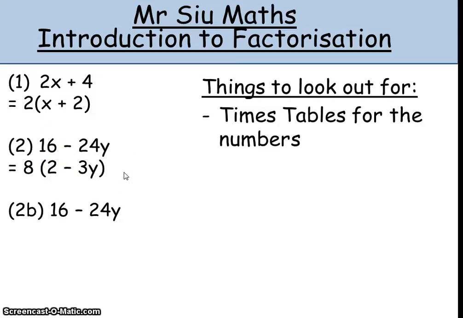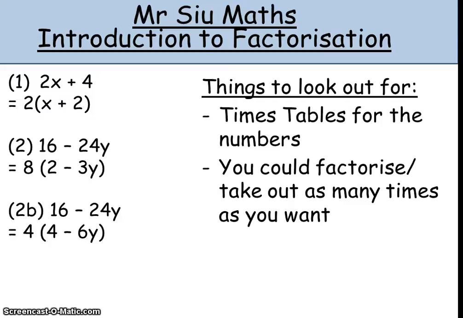However, there's another thing to look out for. You can actually factorize as many times as you want. Say you have the same exact question, but I didn't know that 16 and 24 belong to the 8 times table. Let's say it belongs to the 4 times table, and that's all I can think of. So I got 4 and 4 minus 6y.